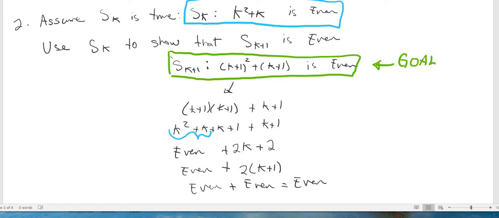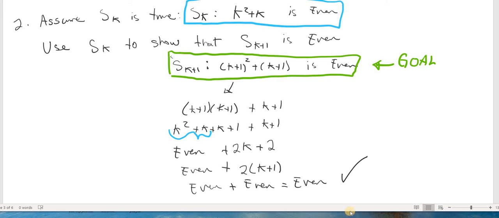And that's exactly what we're trying to get. Using this formula, in other words, the green formula, using the blue formula, we were able to show that the green formula is true. It's true that it's even because that's what we have here. Even plus even is even. And we're done.